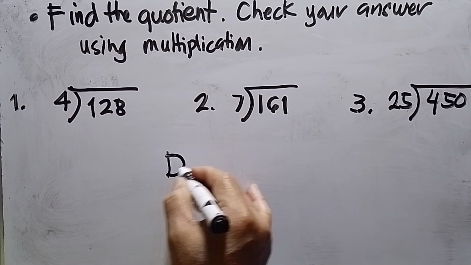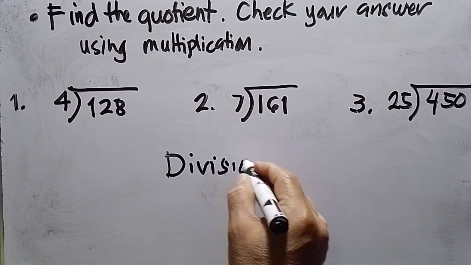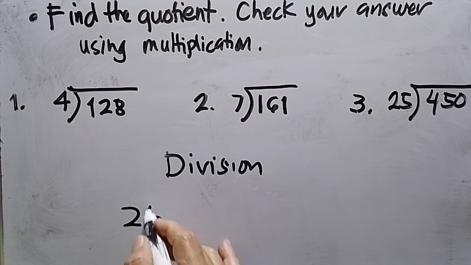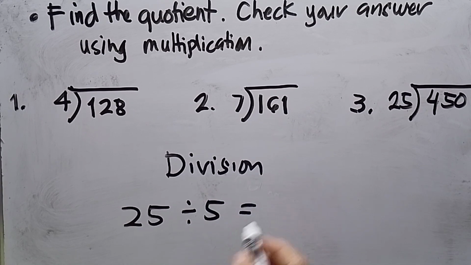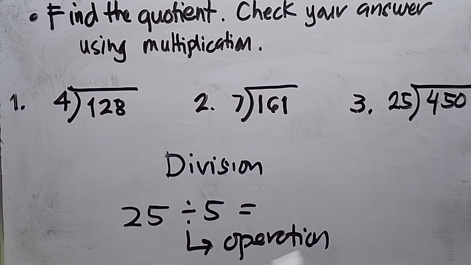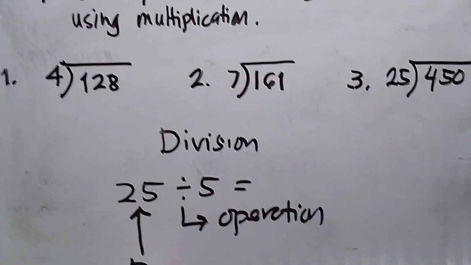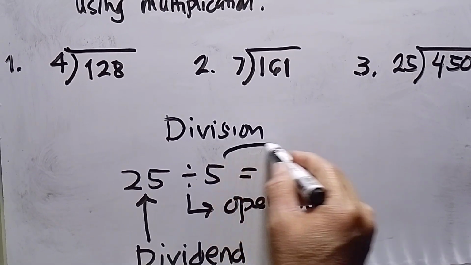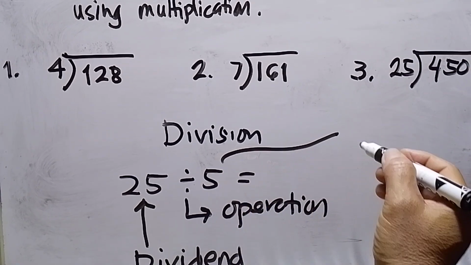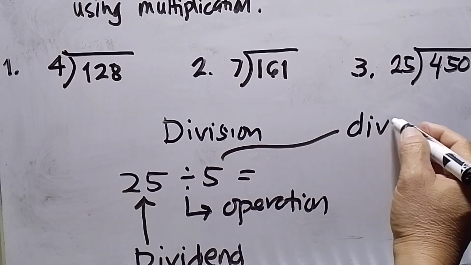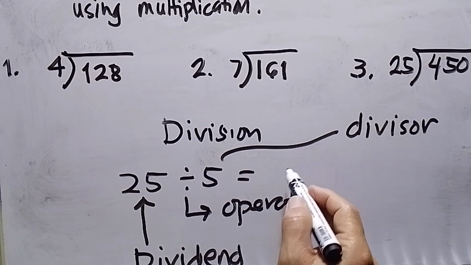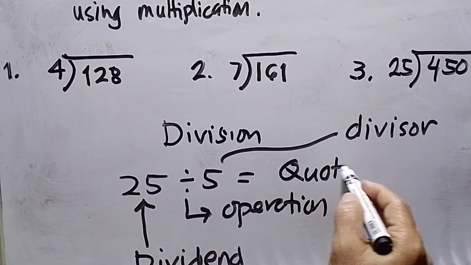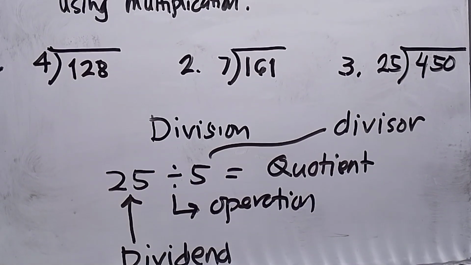So when we say division, for example, we have 25 divided by 5. So this is our operation. And then this is our dividend. And then how about this one? How do we call this one? 5. 5 is our divisor. And then our answer is quotient. So that's an overview of division.